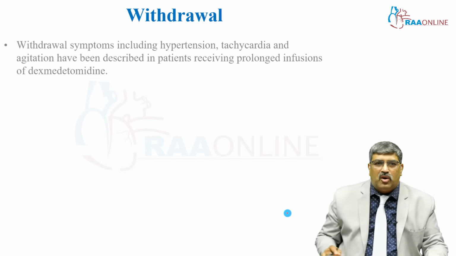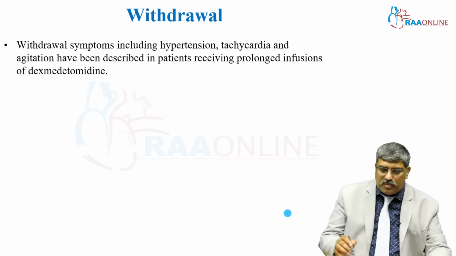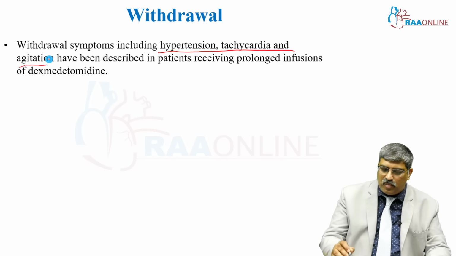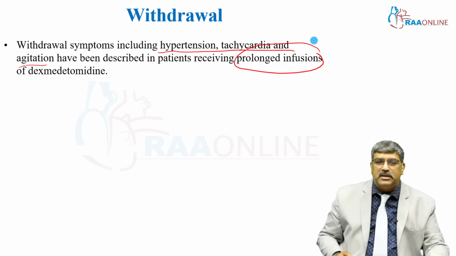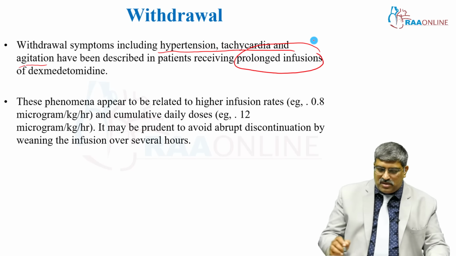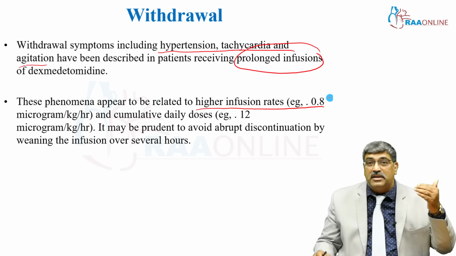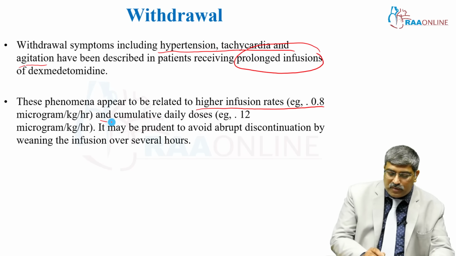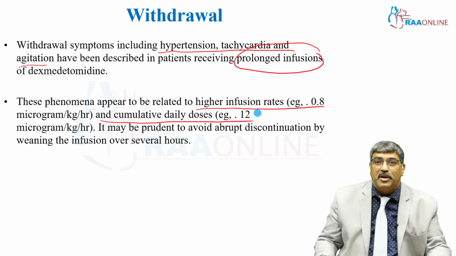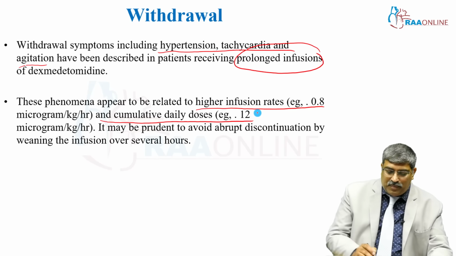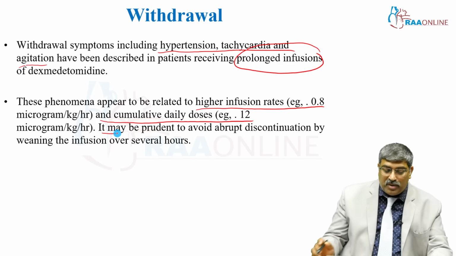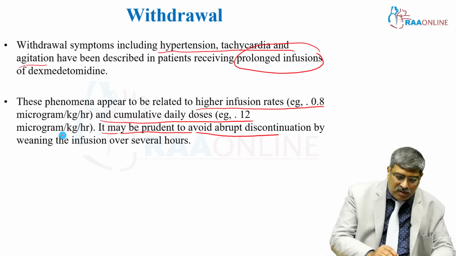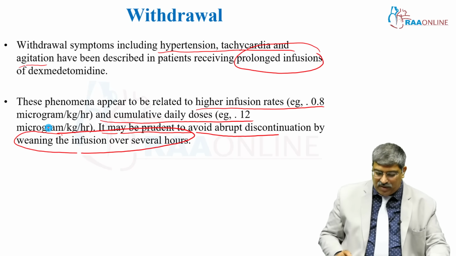Coming to withdrawal. Withdrawal symptoms from dexmedetomidine include hypertension, tachycardia and agitation. This happens with prolonged infusion, particularly in intensive care unit. This is due to higher infusion rate. Infusion rate greater than 0.8 microgram per kilogram per hour and the cumulative dose is 12 microgram per kilogram per hour. It may be prudent to avoid abrupt discontinuation. Here, you just should not stop the dexmedetomidine, but you should wean the infusion over several hours.